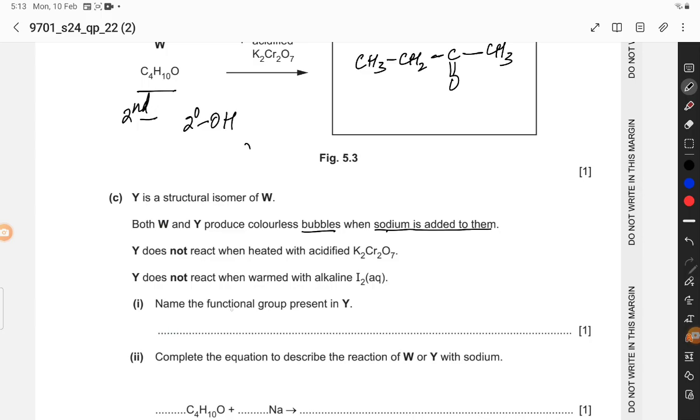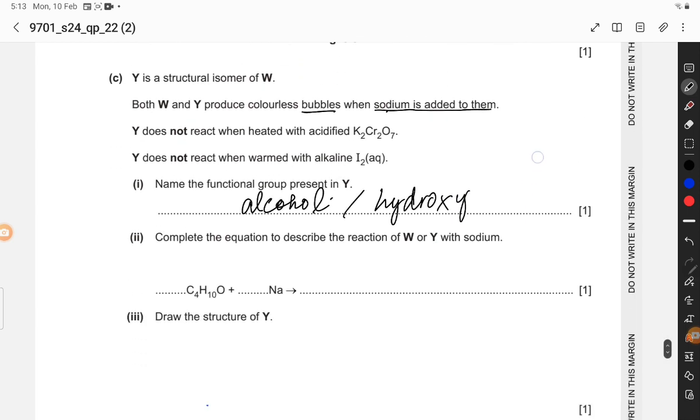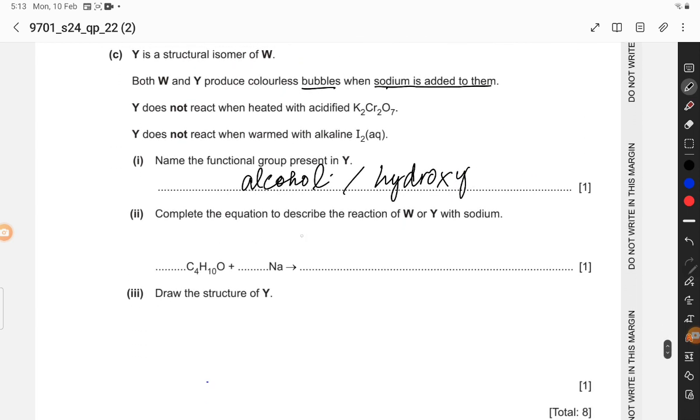so the functional group is alcohol, hydroxyl. You can write down hydroxyl or alcohol. Complete the equation. Describe the reaction of W or Y with sodium.